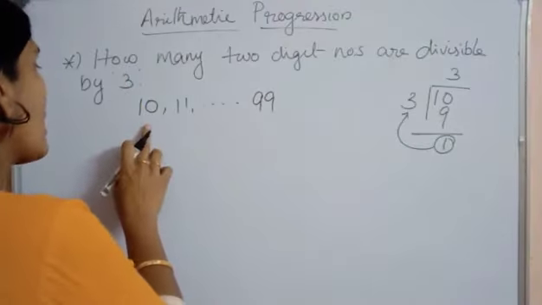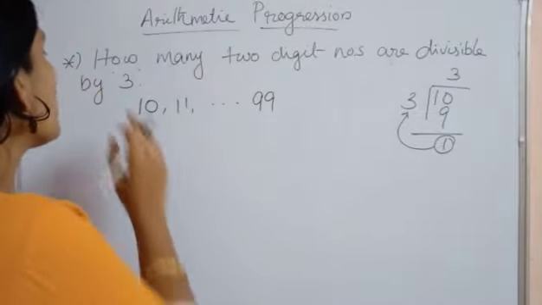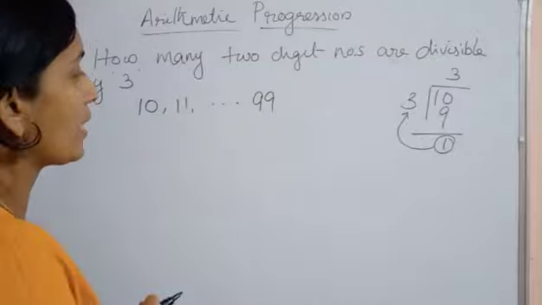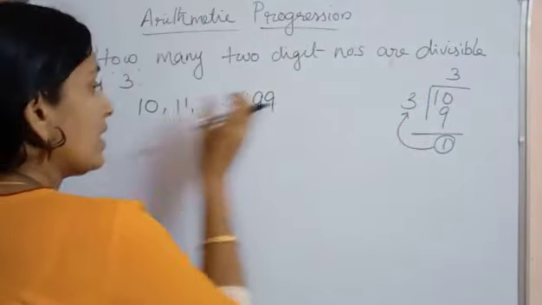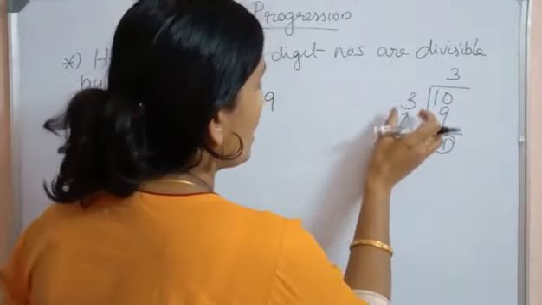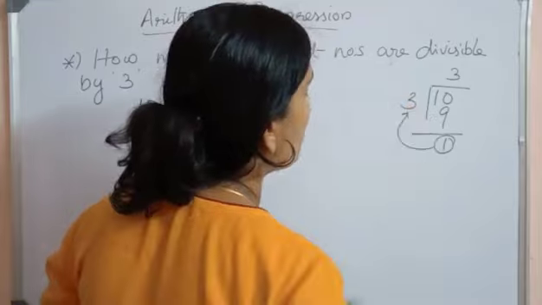If we consider 10, 10 is not divisible by 3. So we need to find the first two-digit number which is divisible by 3. How can we find that? For that, we have to divide the number we need by 3, and whatever the remainder you are getting, that should be subtracted from the divisor.